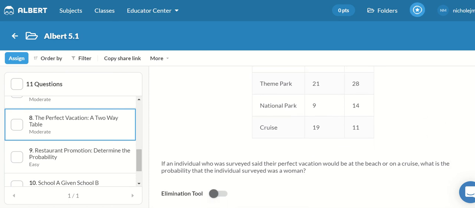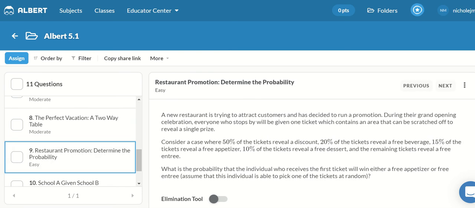What's the probability that an individual surveyed is a woman? So you're looking for a woman given that their perfect vacation is a beach or a cruise trip. I'm not going to give you too many hints other than the fact that number 8 looks just like number 7. Let's take a look at number 9.